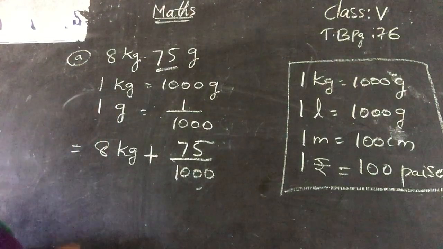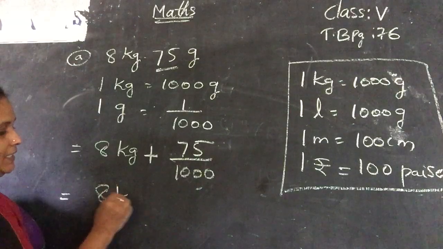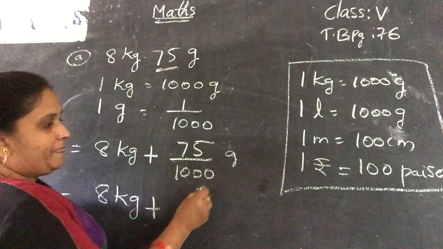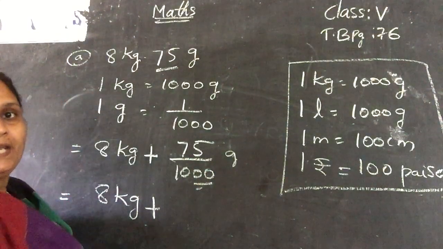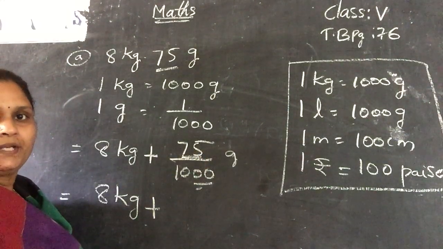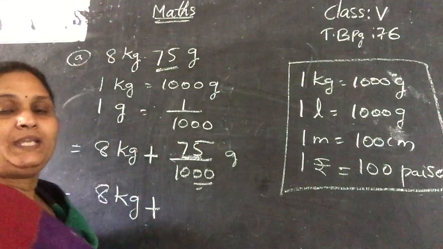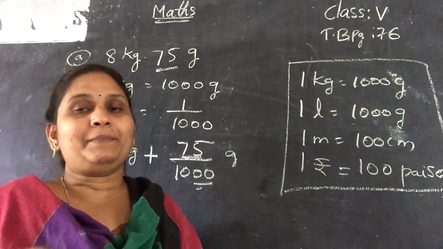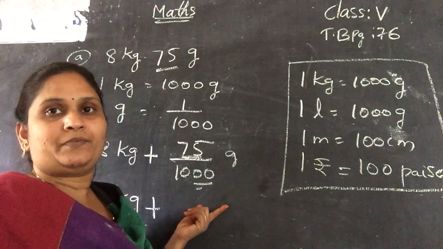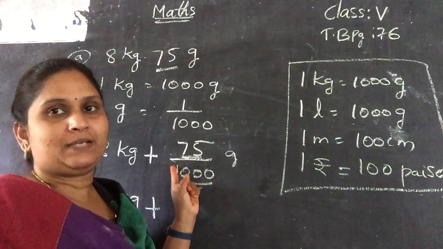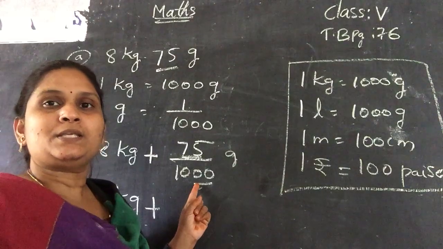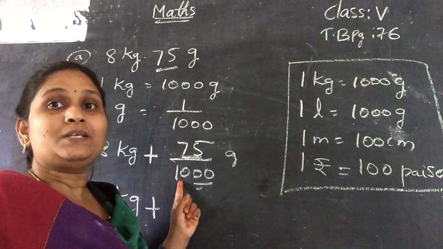Now how to write it in decimal form? 8 kgs plus, a simple technique I am going to tell you, children, listen carefully: the last 3 zeros are related to the digits of the number. However many digits are in the numerator, that many digits from the last you have to fill in the zeros. For example, here 2 digits are there, 7 and 5, so from the ones place, in the last 2 places you write 75. One more zero is left over.